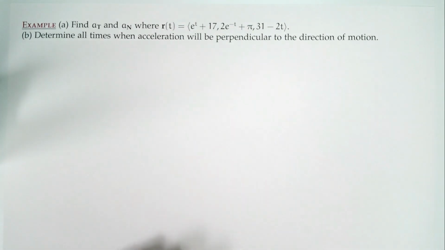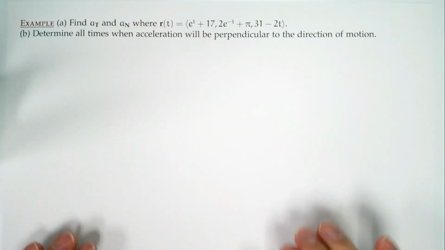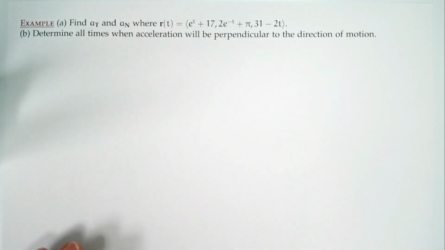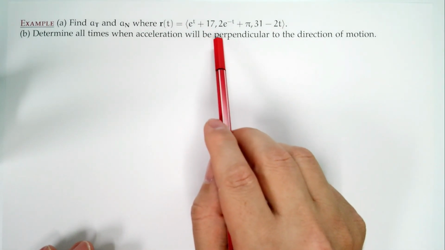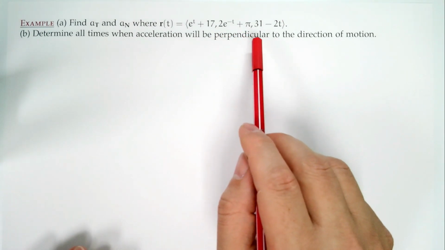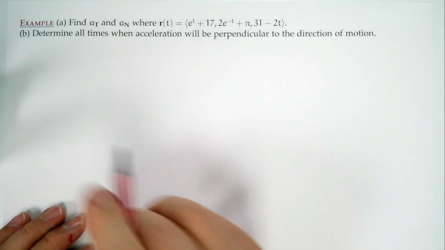All right. One more. Find a sub t and a sub n, where r of t is this expression: e to the t plus 17, 2e to the negative t plus pi, and 31 minus 2t. All right. Well, the last one was algebraic. We'll do this one geometric.